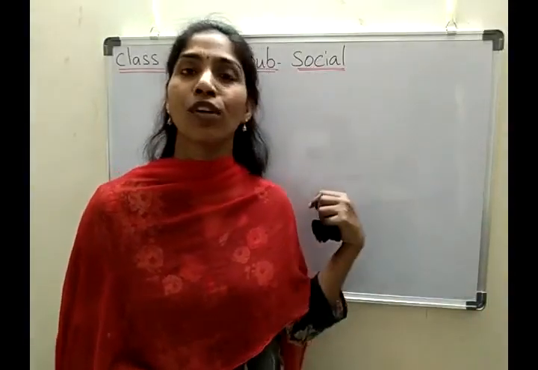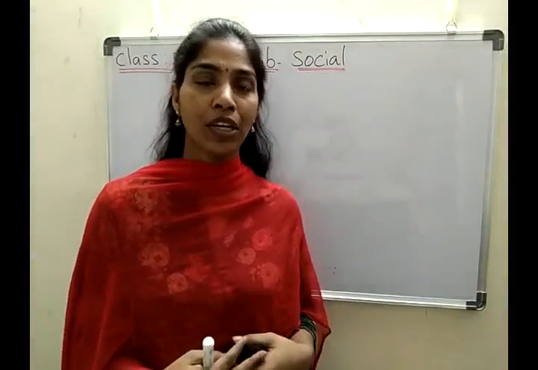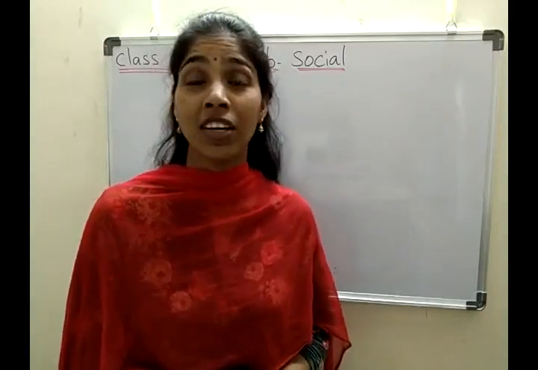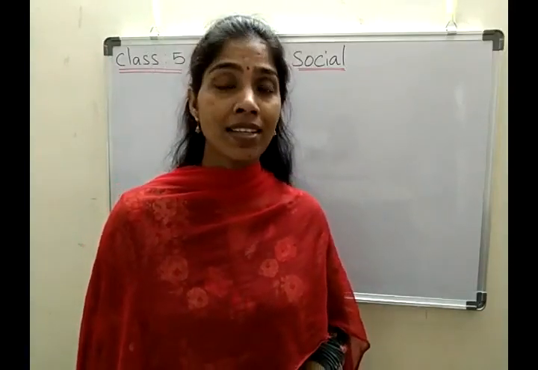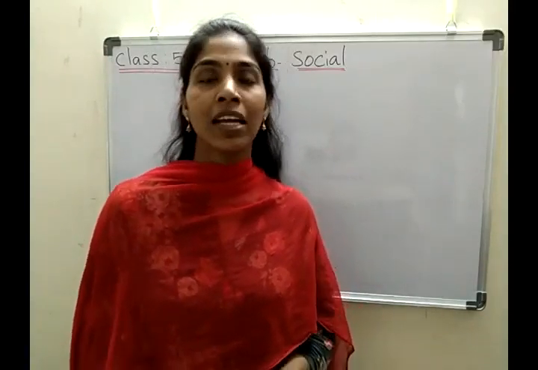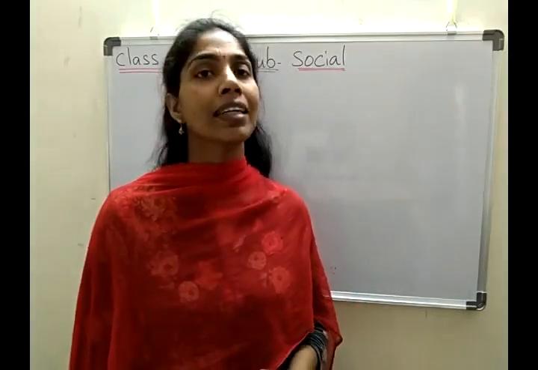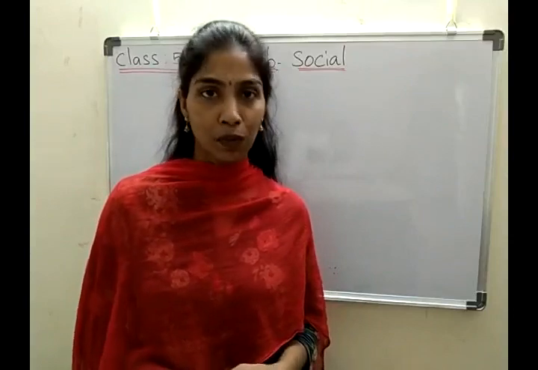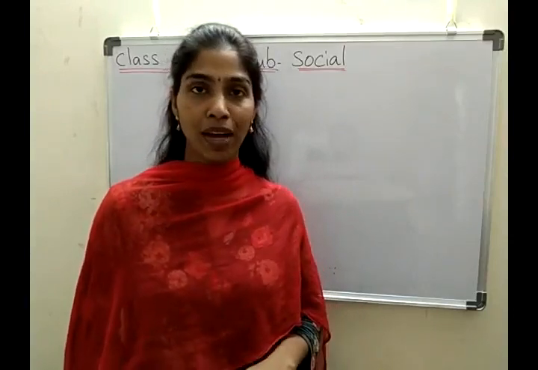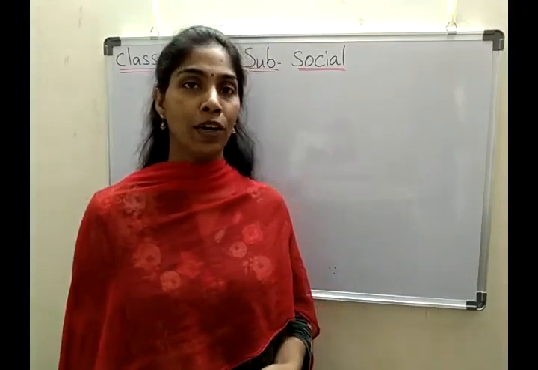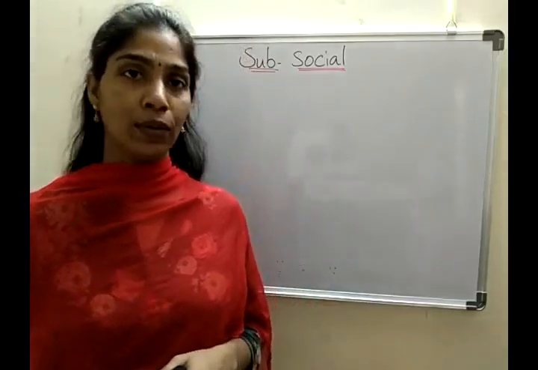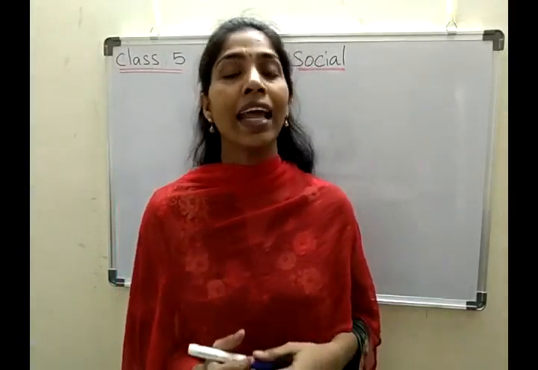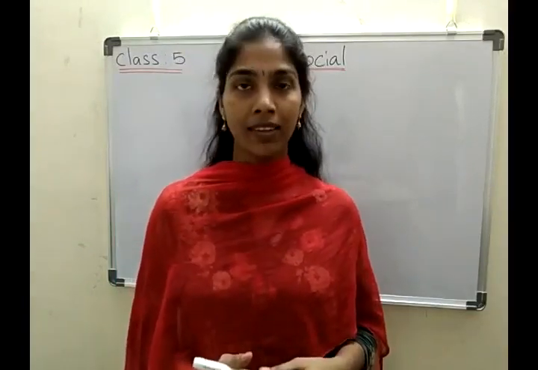Okay. So before going to the topic, quickly we have to recall the previous topic. Okay children, now tell me what we learned in the previous class. Very good. We learned about globes and disadvantages of the globes, right? And we learned about maps and types of maps. Am I right children? Okay. So quickly we have to recall. What is a globe children? Very good. Globe is an exact model of the earth, right?